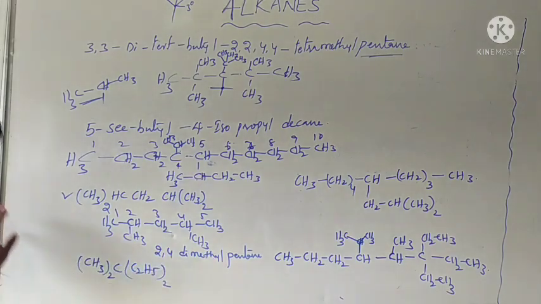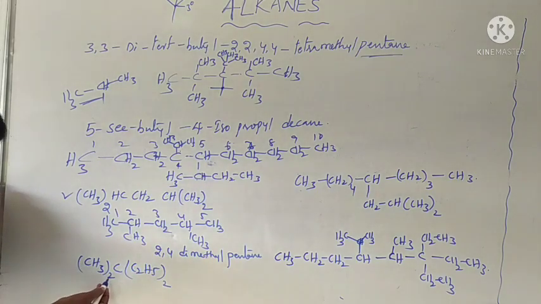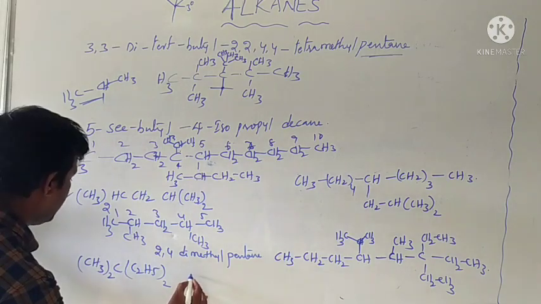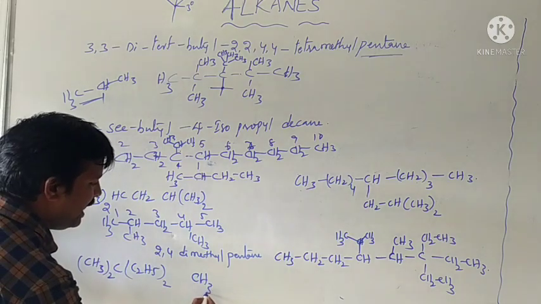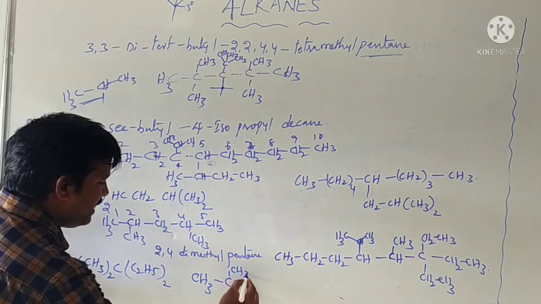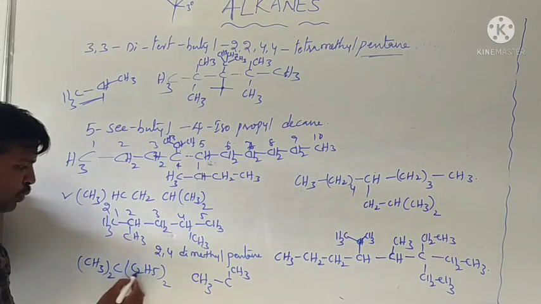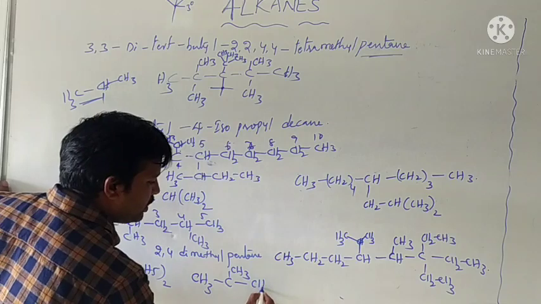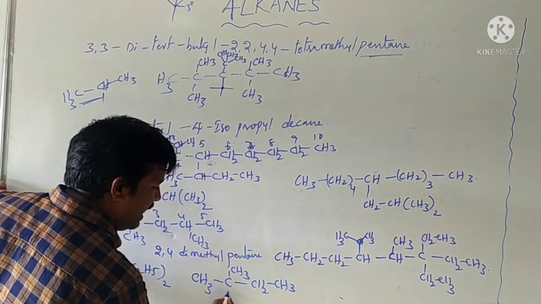2,4-dimethyl pentane. What about this structure? The elaborated structure for this compound, what is that? 2-methyl. Therefore, CH3 attached to this carbon, and 2 ethyl groups, CH2 and CH3, and what is that?